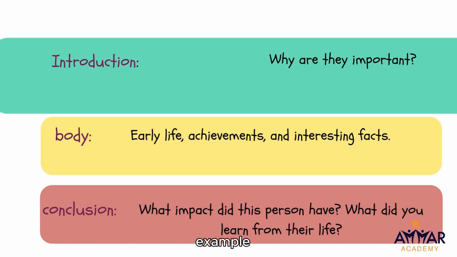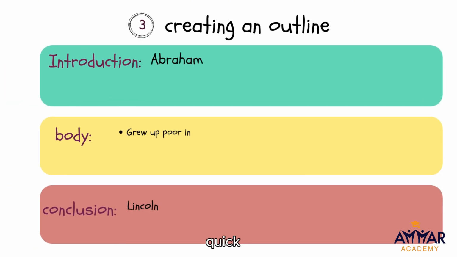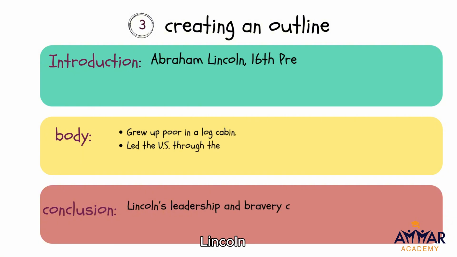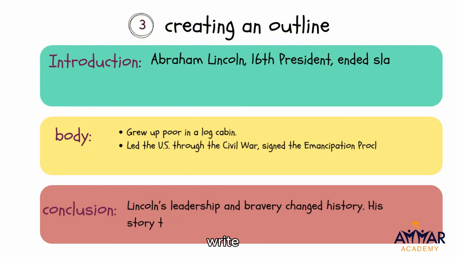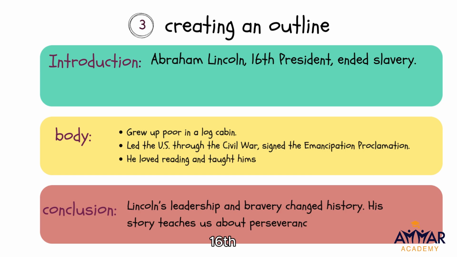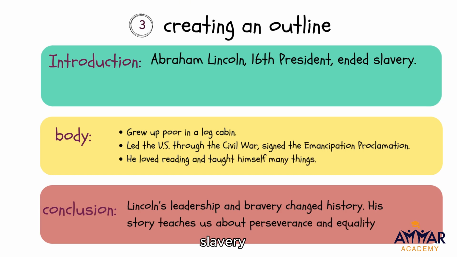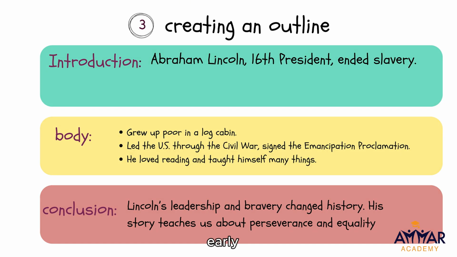Let's see an example outline. Here's a quick outline for Abraham Lincoln. In the introduction, we may write Abraham Lincoln, the 16th president, ended slavery. In the body, in the early life, we can say, grew up poor in a log cabin. In the achievements, we may add, led the U.S. through the Civil War, signed the Emancipation Proclamation.